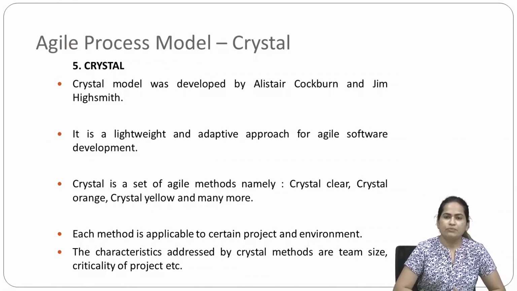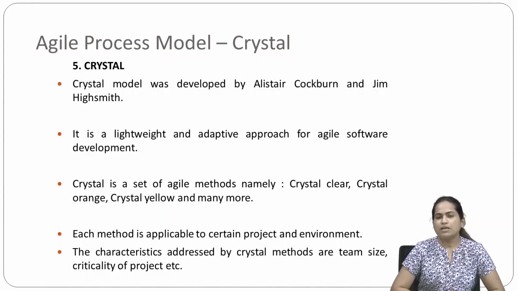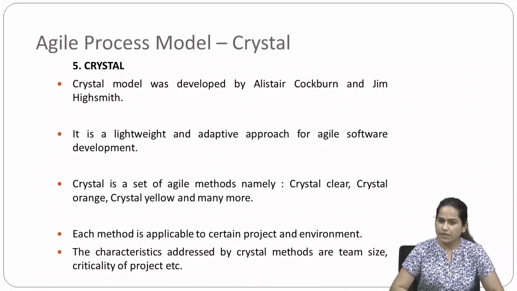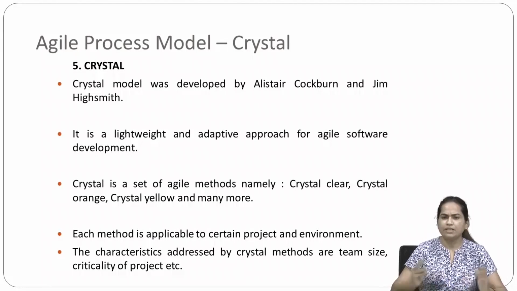After that, we have the fifth model, that is Crystal. The Crystal model was developed by Alistair Cockburn and Jim Highsmith. It is a lightweight and adaptive approach for Agile software development. Crystal is a set of Agile methods named Crystal Clear, Crystal Orange, Crystal Yellow, and many more such methods. Each method is applicable to a certain project and environment. The characteristics addressed by Crystal methods are team size, criticality of the project, and many things you can consider.